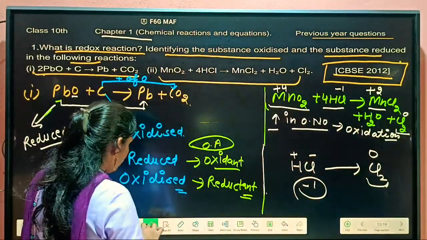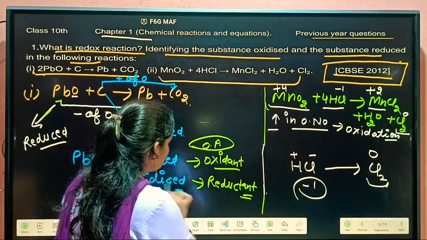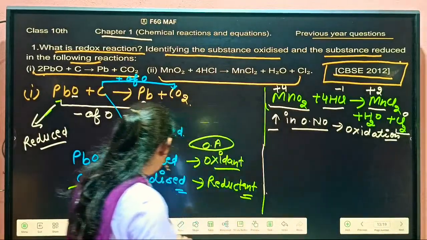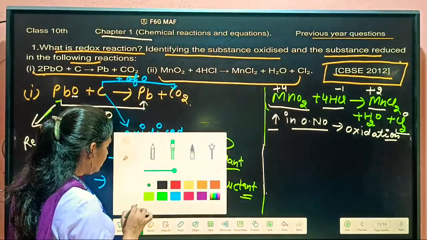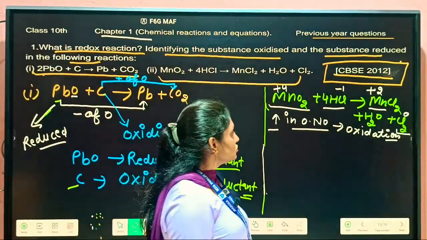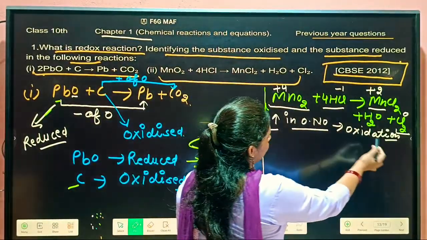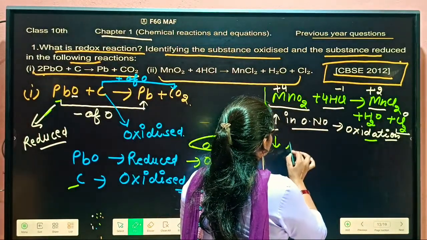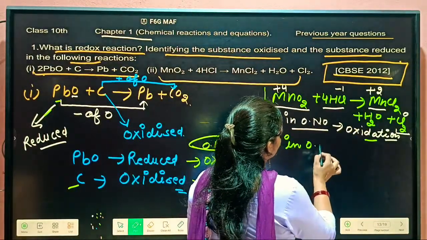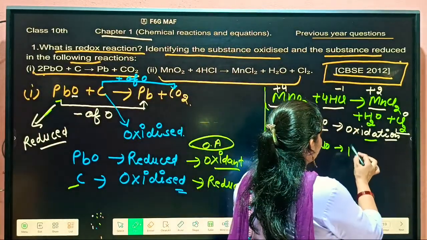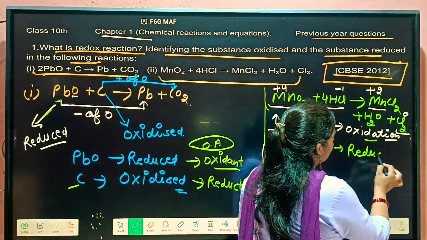If you know how to calculate charge on species, then by finding the charge only, you can easily tell about their nature, whether it is oxidized or reduced. Okay students, if charge increases, then it is known as oxidation. And if charge decreases, or we can say oxidation number decreases, then it is known as reduction.